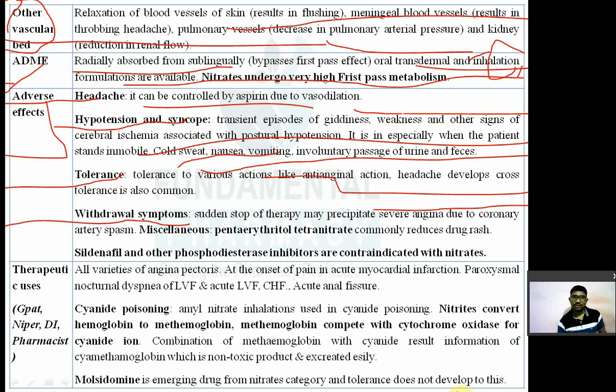So miscellaneous action क्या है, pentaerythritol tetranitrate commonly reduces the drug rash. So nitrates are nothing but the vasodilator, and you don't have to use these drugs with the phosphodiesterase inhibitor. So sildenafil and other phosphodiesterase inhibitors, they are contraindicated with the nitrates.